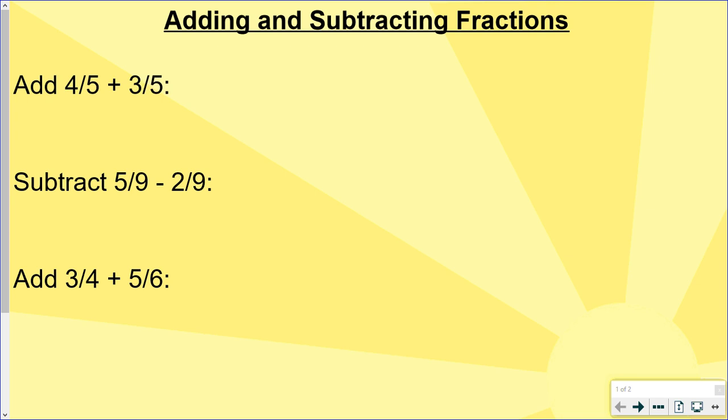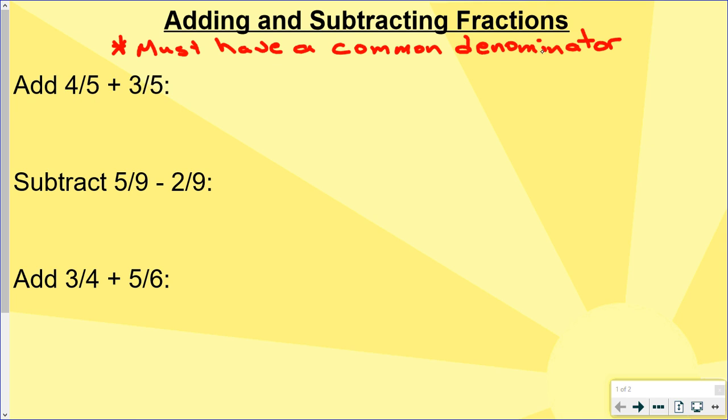All right, so in this lesson, I'm going to review adding and subtracting fractions. The most important thing to know when you're adding and subtracting fractions is that you must have a common denominator. And that's the bottom number in a fraction. That's the denominator. The top number is called the numerator. So you must have a common denominator.